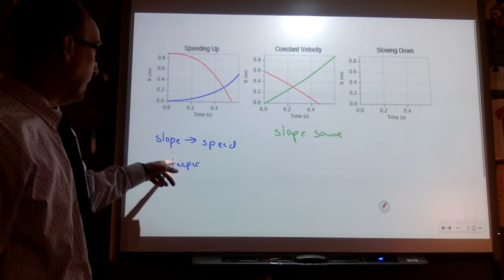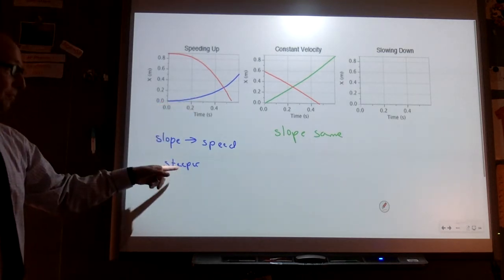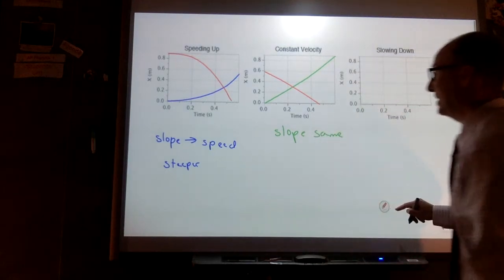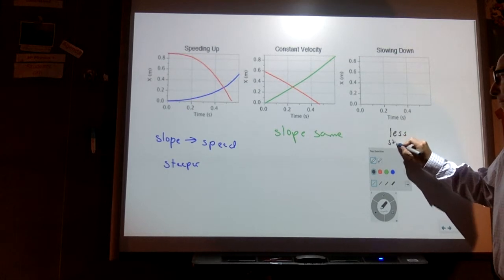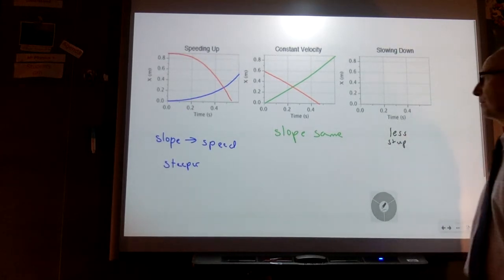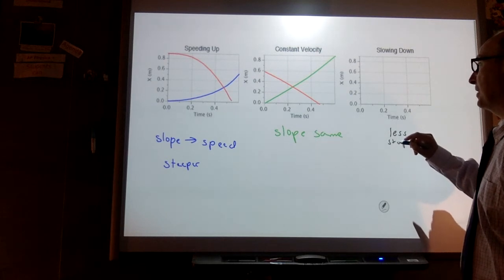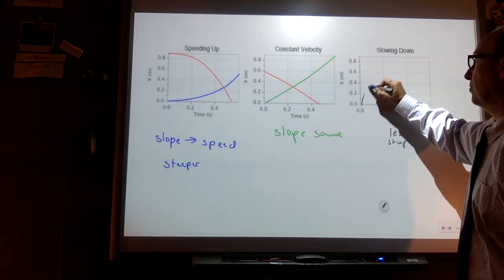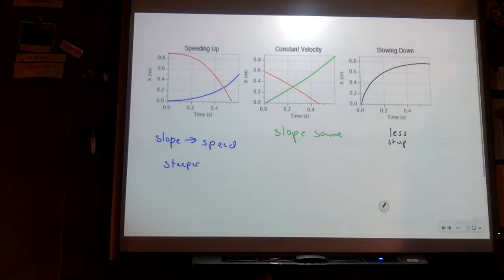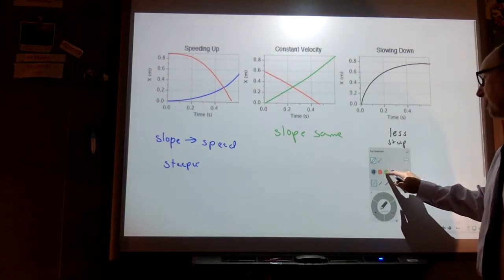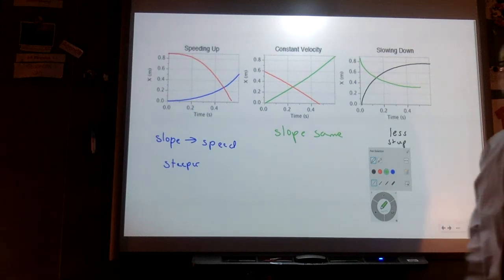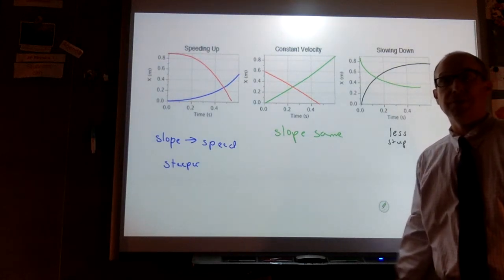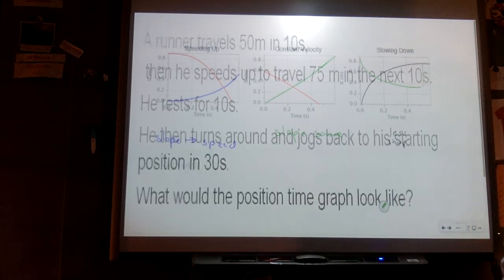Something that's slowing down as opposed to something that's speeding up that's going to get steeper and steeper, this one's slope should be less steep. So I'm going to start with something that has a steep slope, and then it's going to level off. And again, it doesn't have to start at 0, 0. Another example would be a line like that starts with a steep slope, which would mean it's going faster and it slows over time.